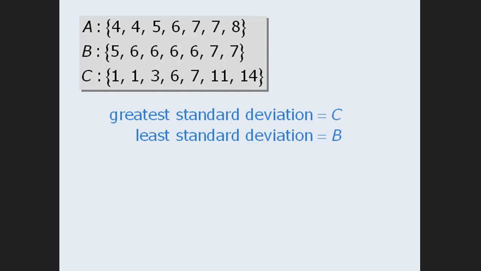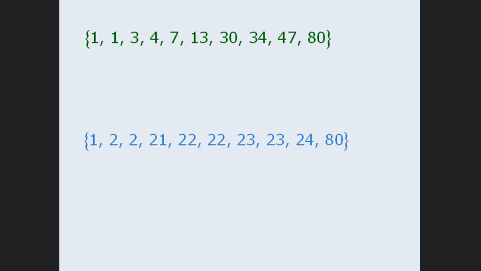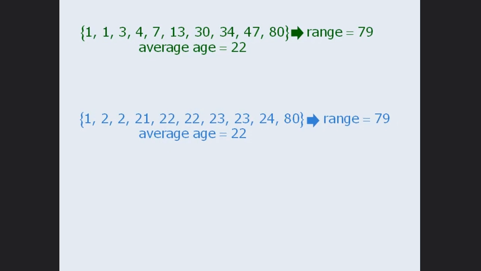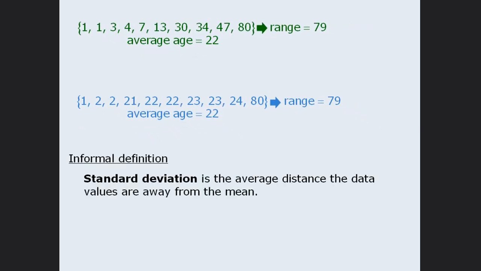Okay, now let's return to the sets of ages we examined earlier. Both have an average age of 22 years, and both have a range of 79. Which of these two sets has the greatest standard deviation? Well, let's use the informal definition of standard deviation here to help us. Since both sets have a mean of 22, it should be easy to compare these numbers.